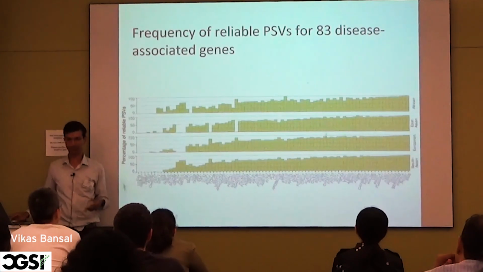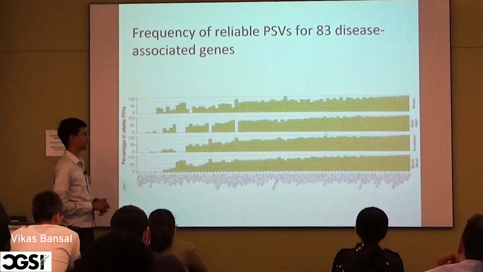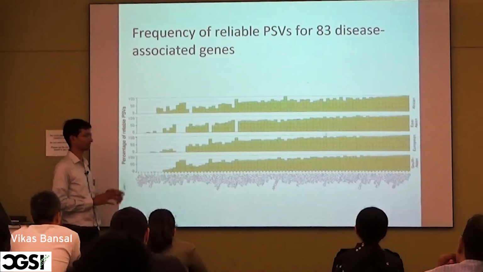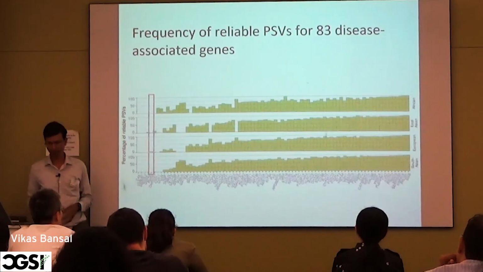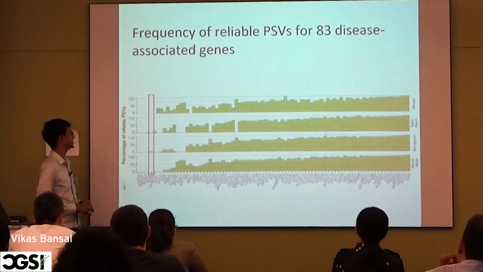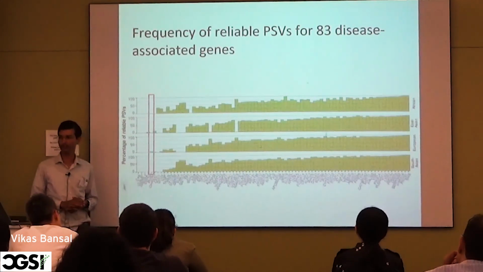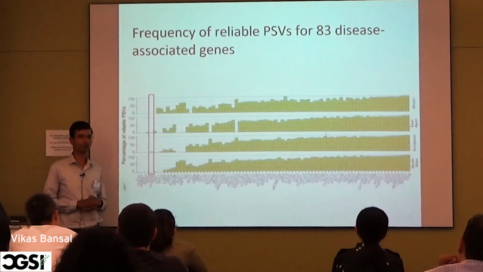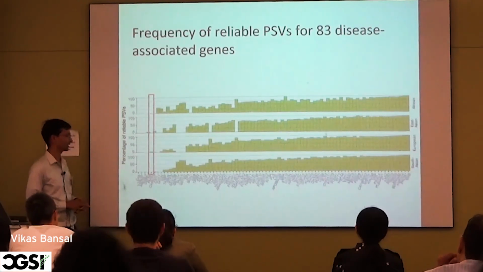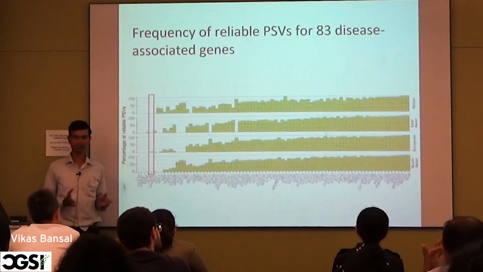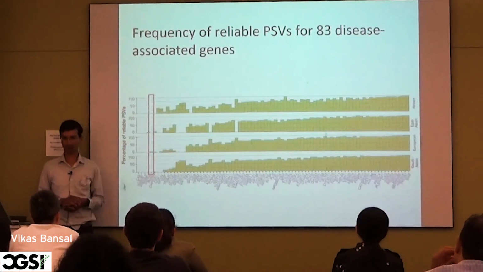We can see certain patterns here, that the frequency of reliable PSVs seems to be more or less consistent across different populations, and it's also consistent in most cases with previous data. For example, this PMS2 gene that causes Lynch syndrome is well known to have extensive gene conversion, and there are no reliable PSVs in this gene, even though there are more than 30 different PSVs across the duplicated region.